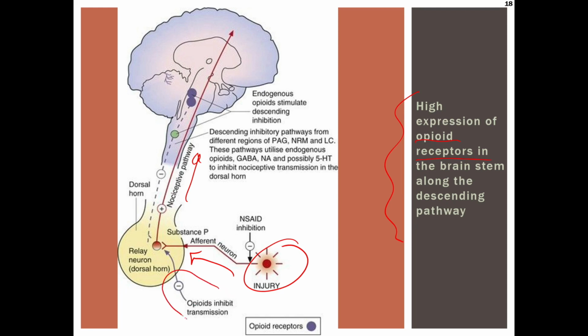And so we see one potential point for opioid drugs and endogenous opioids to work, and that is here in the spinal cord, inhibiting transmission up into the brain. But as we're going to see, there's also opportunity in what's known as these descending pathways to modulate the pain signal.